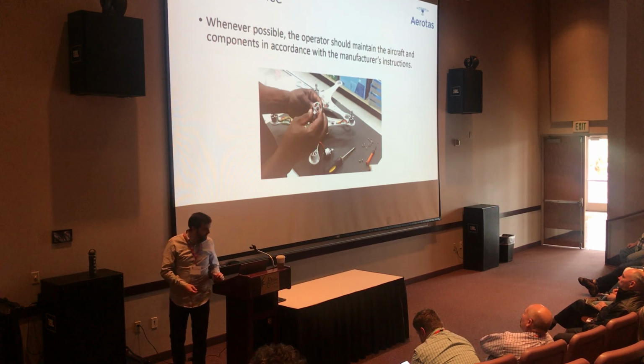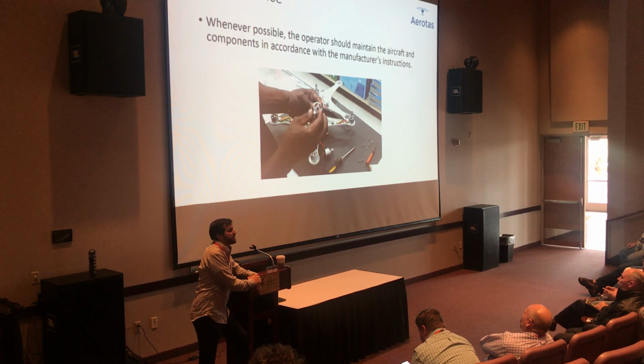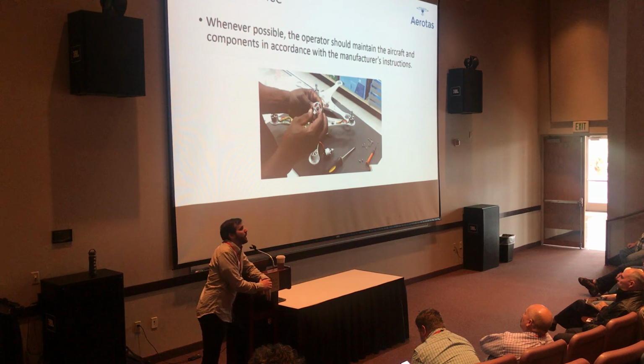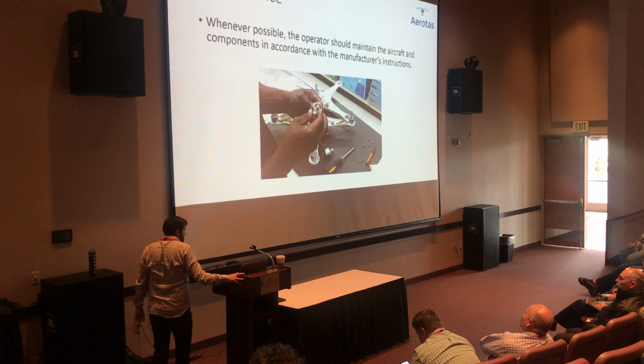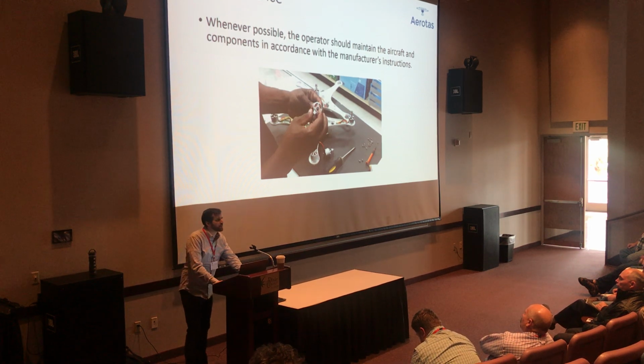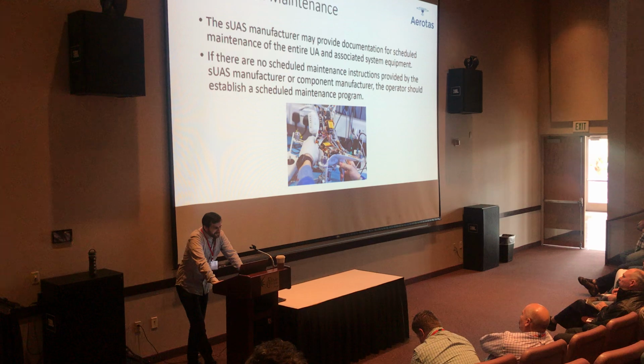All right, maintenance. Whenever possible, the operator should maintain the aircraft and its components in accordance with the manufacturer's instructions. Kind of like I said before, when in doubt, you can defer to whatever the manufacturer tells you to do. And the same is true with maintenance. If there is not a manufacturer's maintenance set of instructions, it is your responsibility as a remote pilot in command to make one and to make sure that your aircraft is maintained in compliance with your own maintenance program. Does this all make sense? This stuff isn't nearly as complicated.